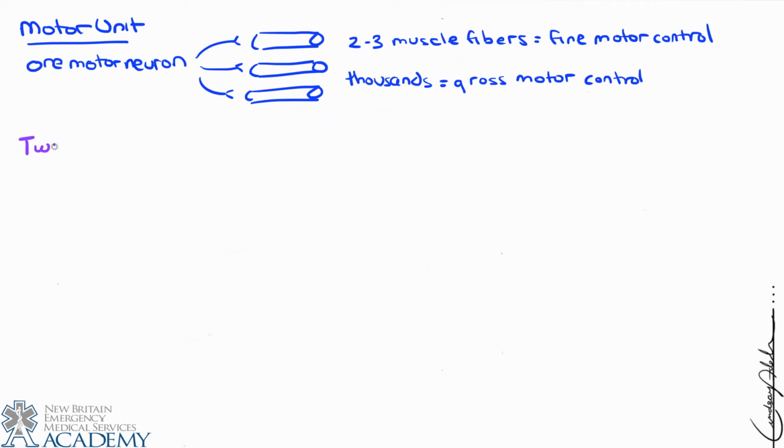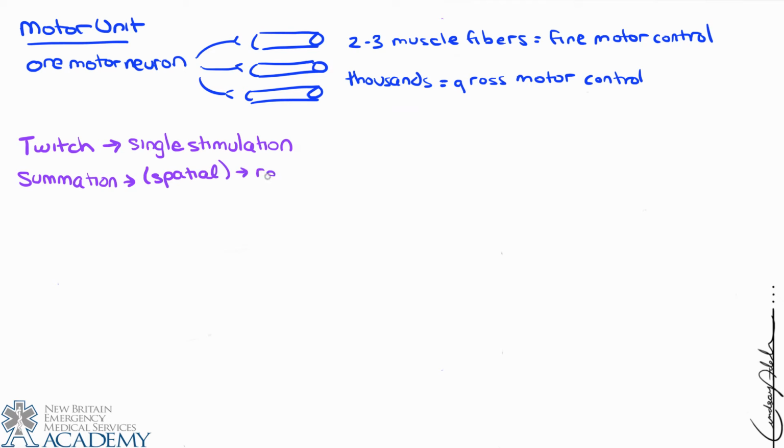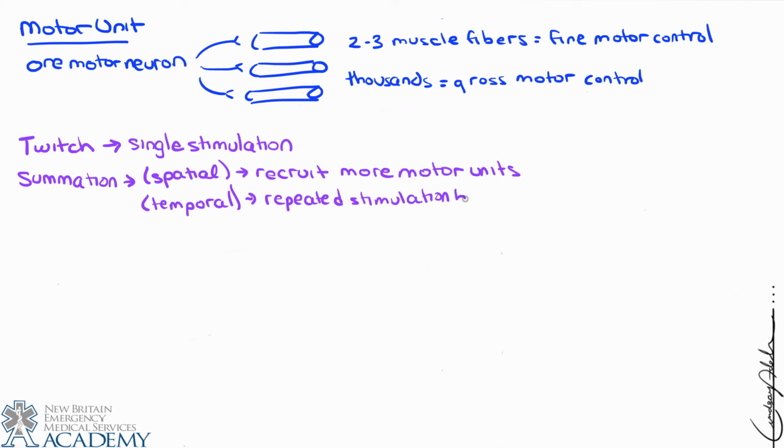So with that in mind, let's consider how we can develop a more powerful contraction. As we mentioned, a twitch is just a single stimulus. And if we want more, we're going to utilize this idea of summation. This should be familiar because we described summation with action potential formation in neurons. So it's a little bit of the same idea. There are two types of summation, spatial and temporal. Spatial summation is recruitment of more motor units.